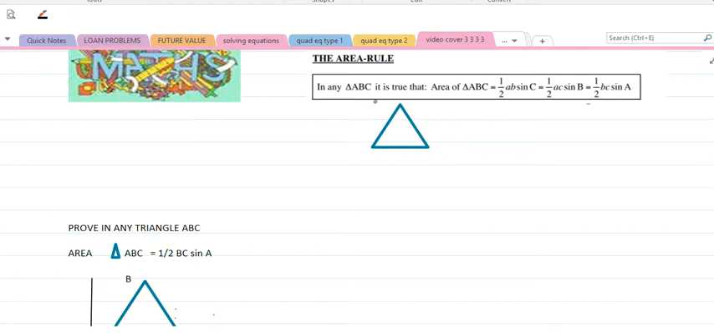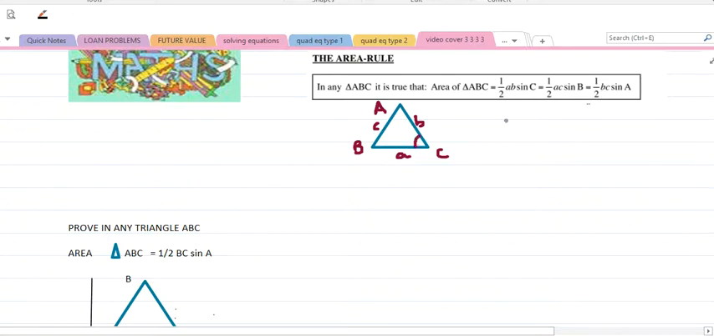The area rule states that in any triangle ABC, the area is equal to half ab sine C. So let's look at this triangle. There's A, B, and C. So the area is that small a, b, and c. So half ab sine of the angle C.